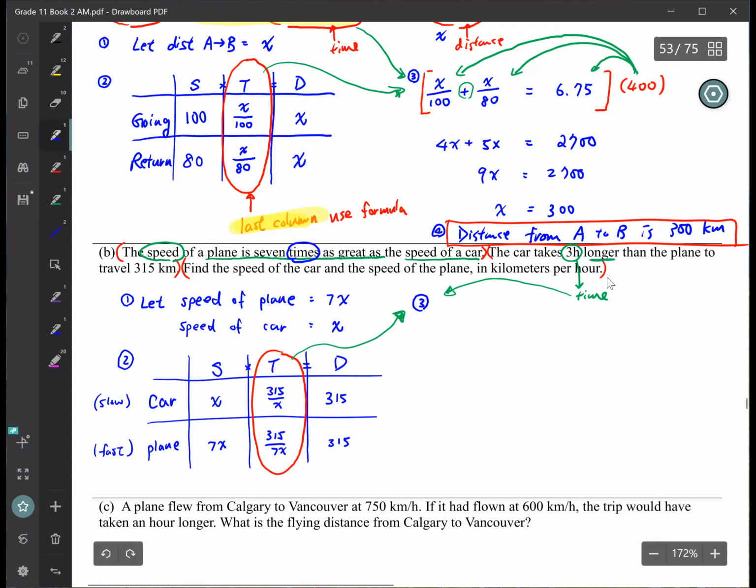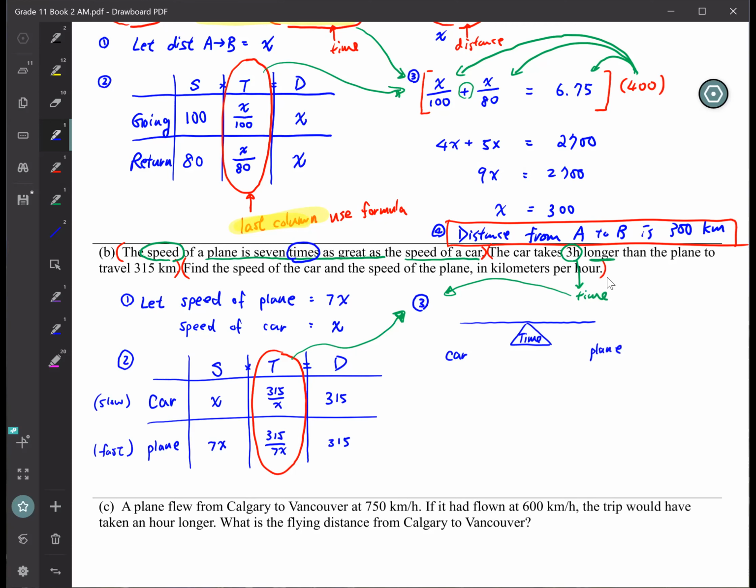And the way I explain is you can think of a scale, okay? I'm gonna draw it out to help you visualize. So this is the scale for time, okay? Let me draw that again. Time, right? So let's say for the left side, I will call it a car. Right side is the plane. If the times are the same, if they take the same time, then the scale is flat, okay? Like the way you see right now.